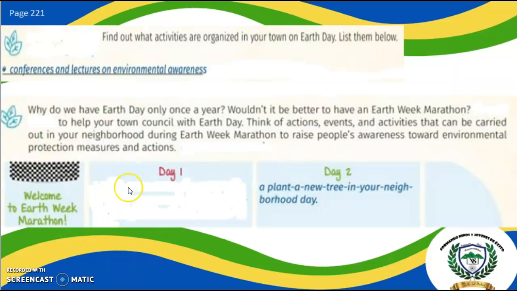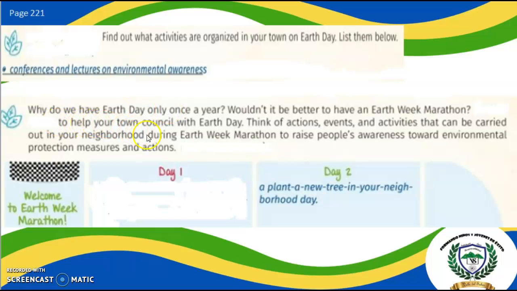On page 221, find out what activities are organized in your town on Earth Day. List them below. You have an example here: conferences and lectures on environmental awareness. Next to that, we have: why do we have Earth Day only once a year? Wouldn't it be better to have an Earth Week marathon?